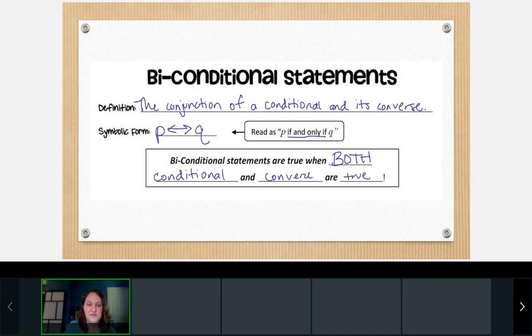Okay, and here's why we use the double arrow. You know that the conditional statement is P then Q, and the converse is Q then P. So when we write it with the double arrow, P is pointing to Q, and Q is also pointing to P. So both the conditional and the converse together make that biconditional, and they both have to be true for a biconditional to be true.